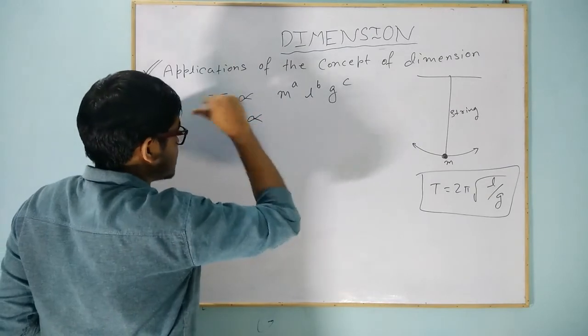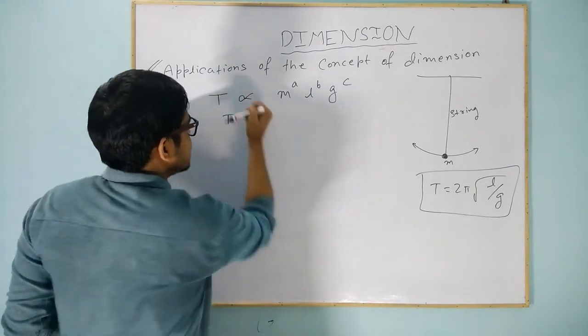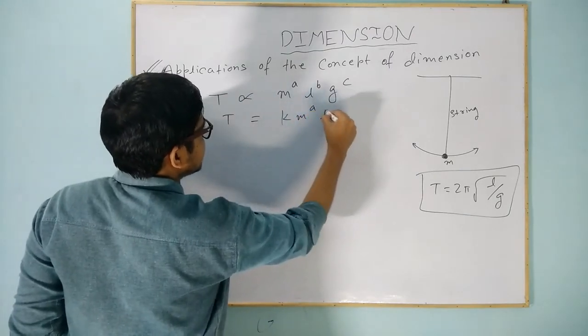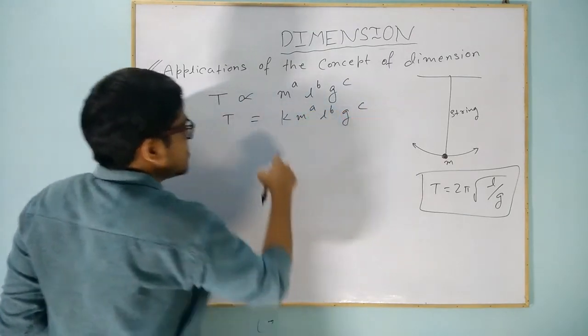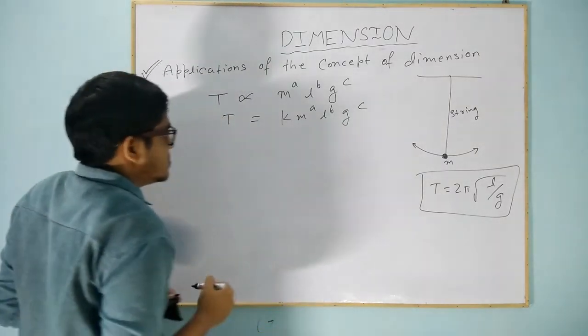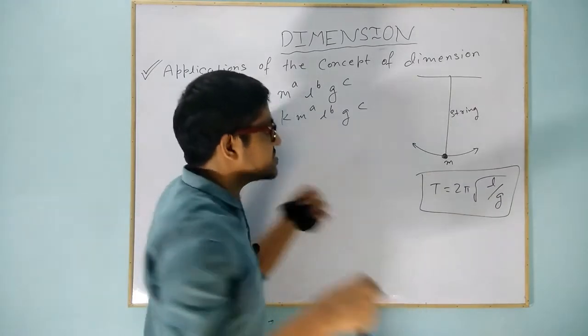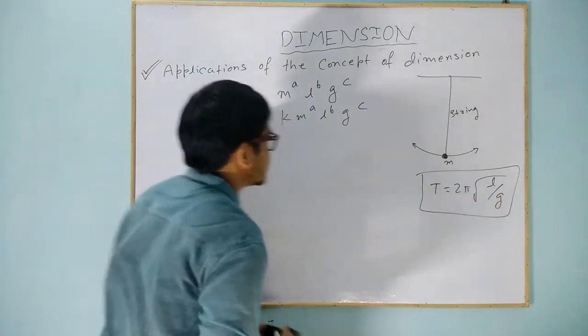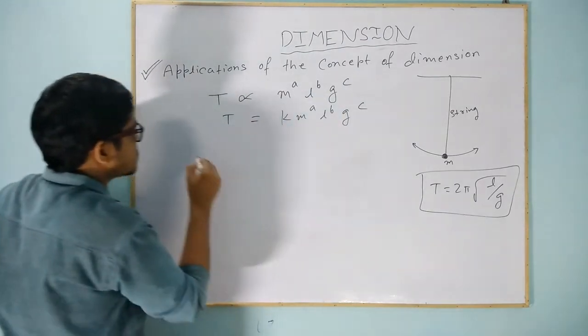Now let's convert the sign of proportionality to equality. T would be equal to K m raised to the power A, L raised to the power B, G raised to the power C, where K is a dimensionless constant. Now let's deduce. You will see that we will come very close to the true equation using dimensional analysis. Let's see how. Take dimensions both sides.